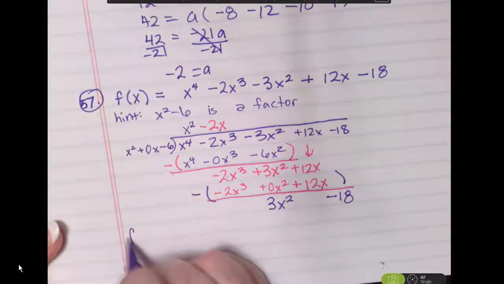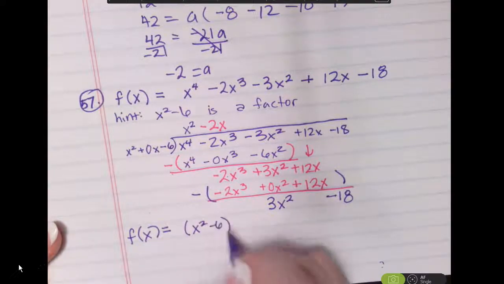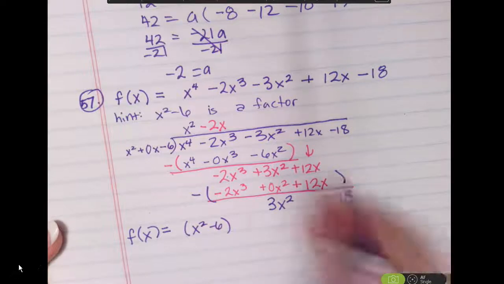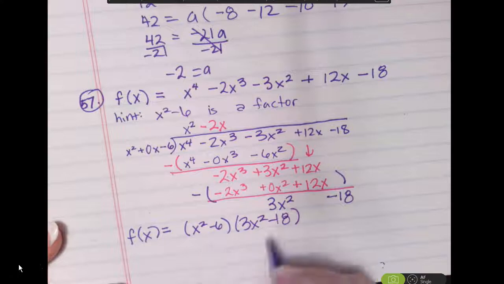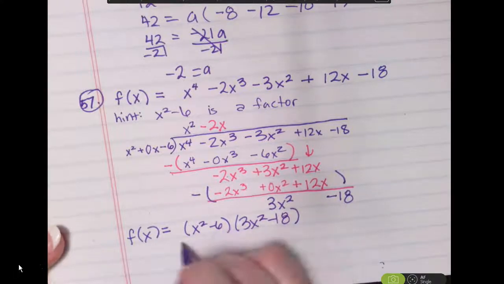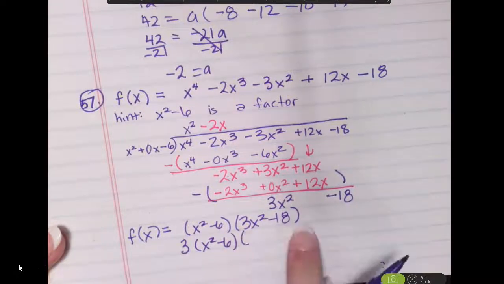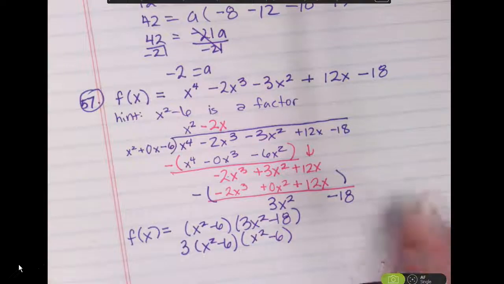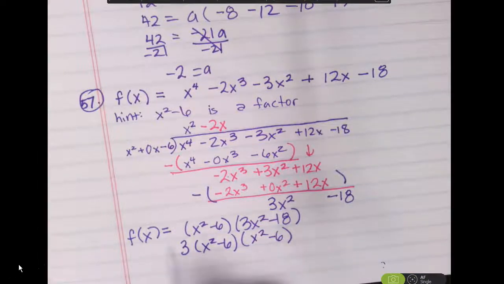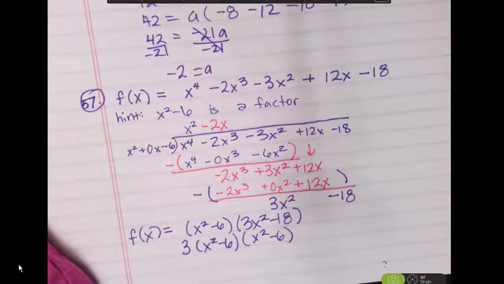So right now, my polynomial factors, I've got x squared minus 6 times 3x squared minus 18. And I'm going to go ahead and factor out a 3. So that's 3 times x squared minus 6. And then when I factored out the 3, I also have another x squared minus 6. So the directions were kind of worded in a weird way. So the product of factors that are irreducible over the rationals.